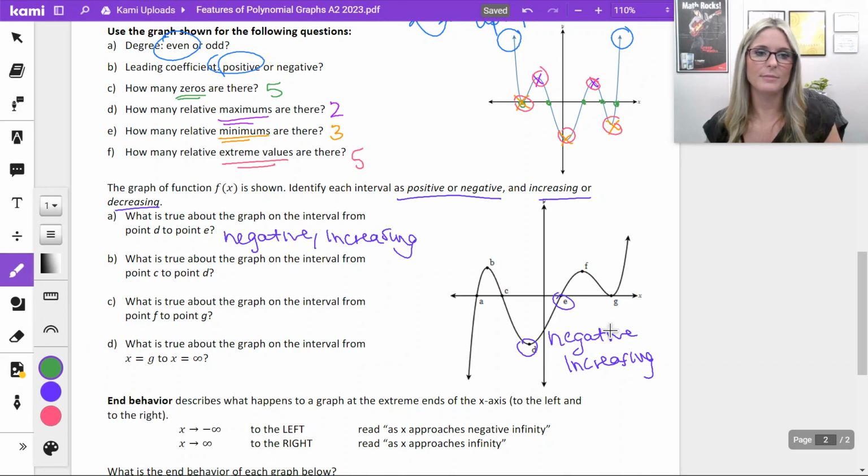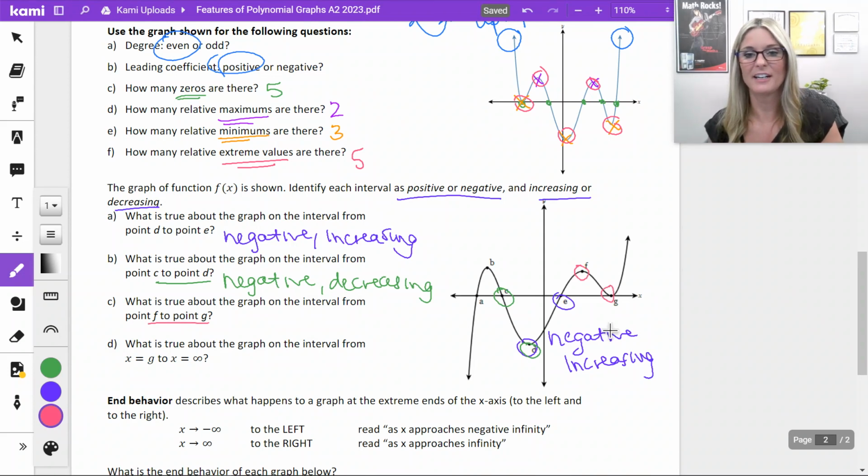B, what's true from C to D? C to D also is below our x-axis, so still negative, but that interval is decreasing from left to right. Question C, from points F to G is over here. That's above our x-axis, so positive, and it is falling from left to right, so decreasing.